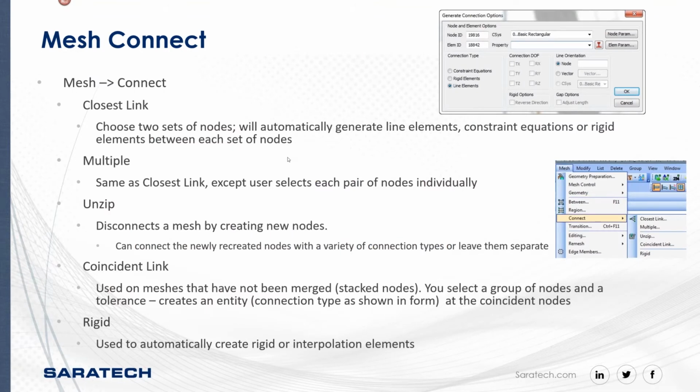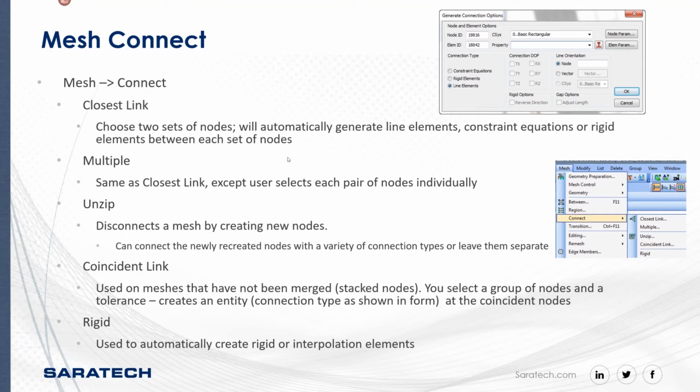A command that I use a decent amount, if you have entities that are sharing a close proximity, or you want to connect them with an MPC and do a lot at a time, is under mesh connect. Inside here, there's closest link. You choose 2 sets of nodes, and it will generate line elements, constraint equations, or rigid elements between them. Multiple is the same, except you individually select your pair of nodes. You don't specify a row of nodes, if you will.